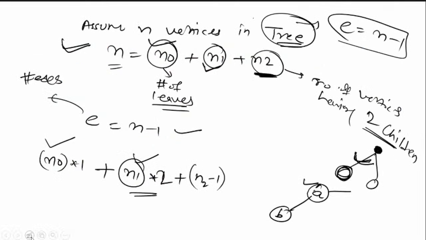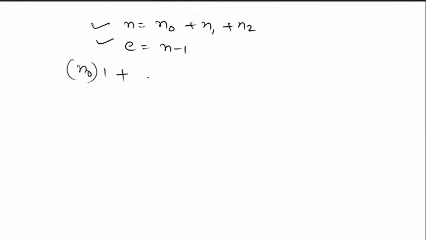So let me rewrite these equations. The first equation that we have is n equals n0 plus n1 plus n2. The second equation is the number of edges equals the number of vertices minus 1. And the third equation is the degree sum formula, the summation of all degrees. So these n0 vertices have degree 1, these n1 vertices have degree 2, and these n2 vertices have degree 3.